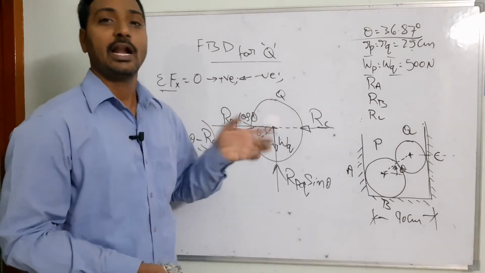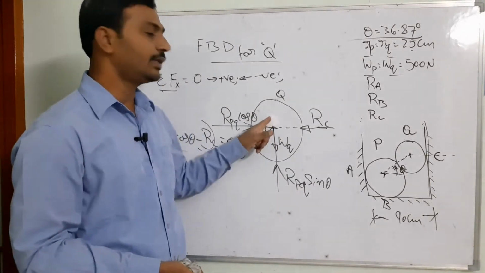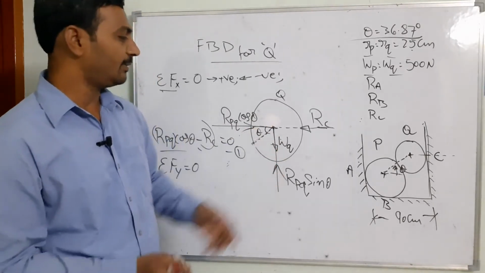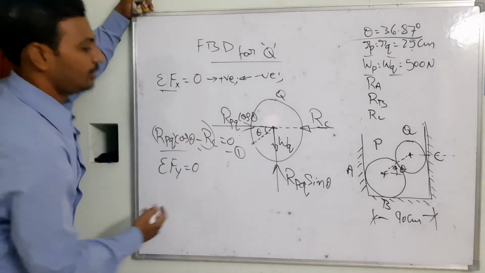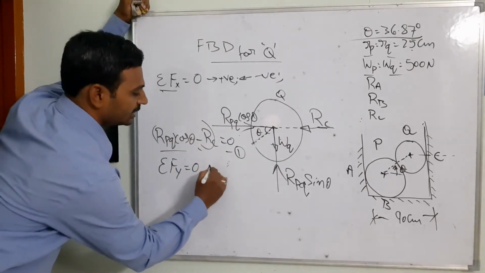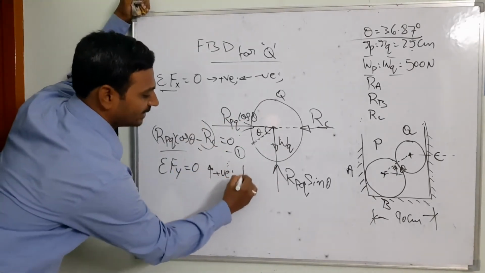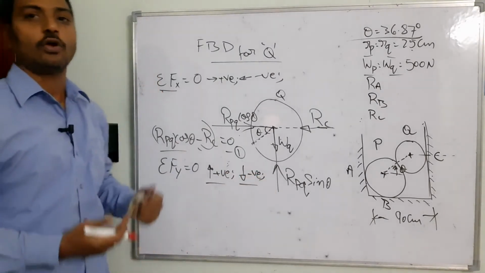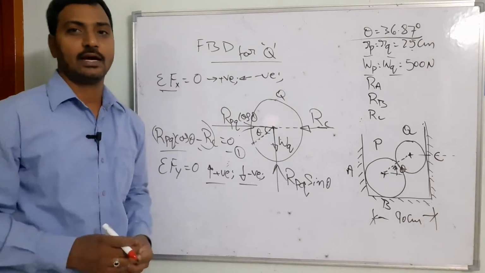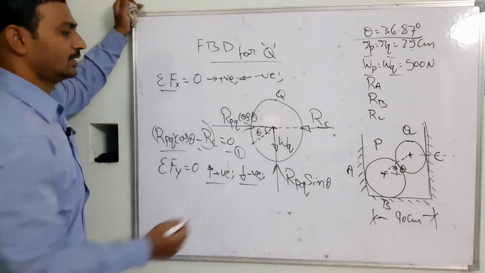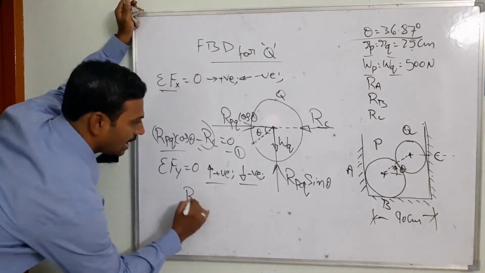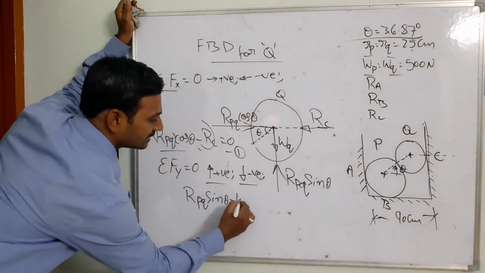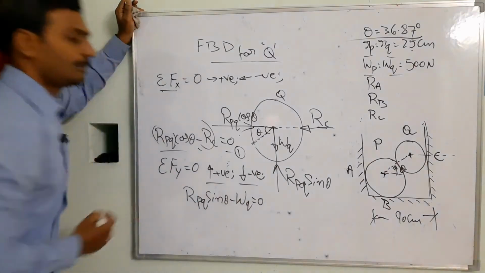Similarly, another force is the self weight of the sphere, acting in the vertically downward direction. That's going to be W_Q. I am taking the upward direction as positive, and the downward direction as negative. This sign convention is not the standard; as you wish, you can also alter that. So I am going to take R_PQ sin theta minus W_Q is equal to 0.